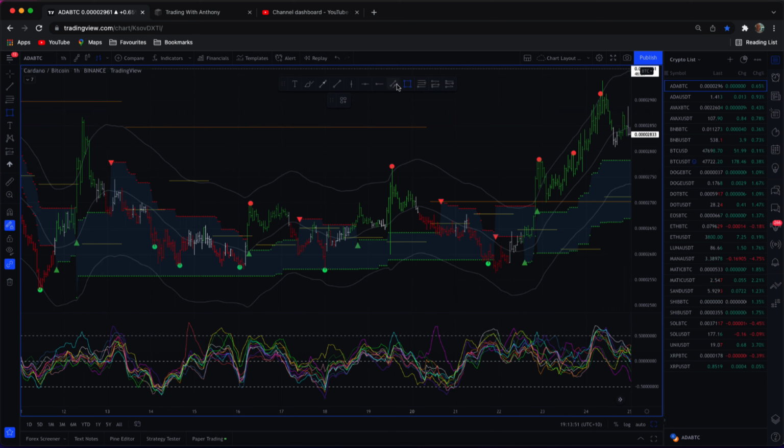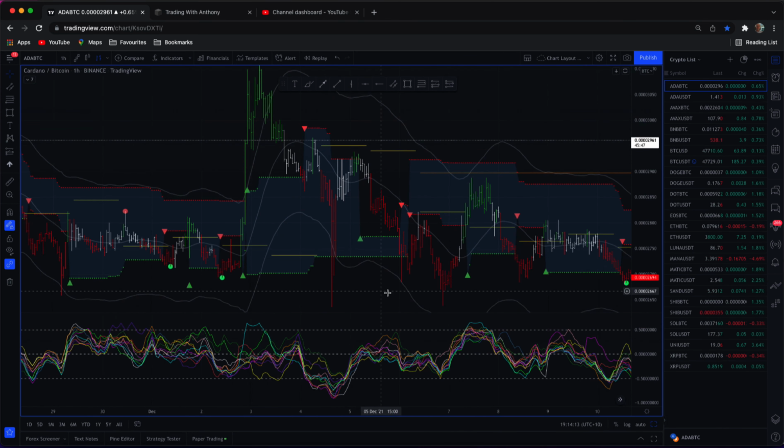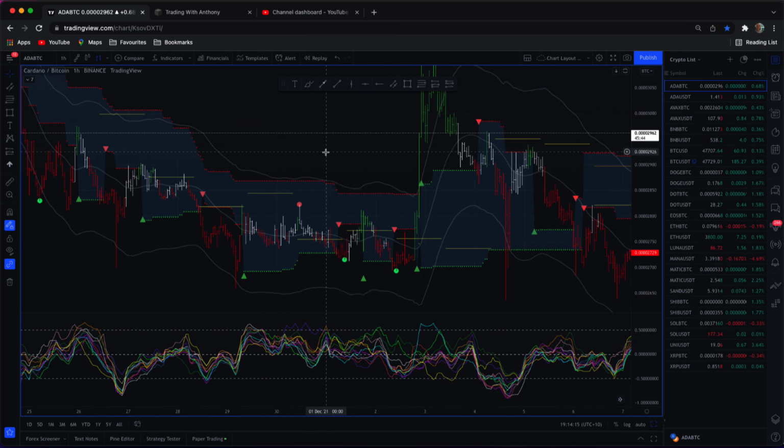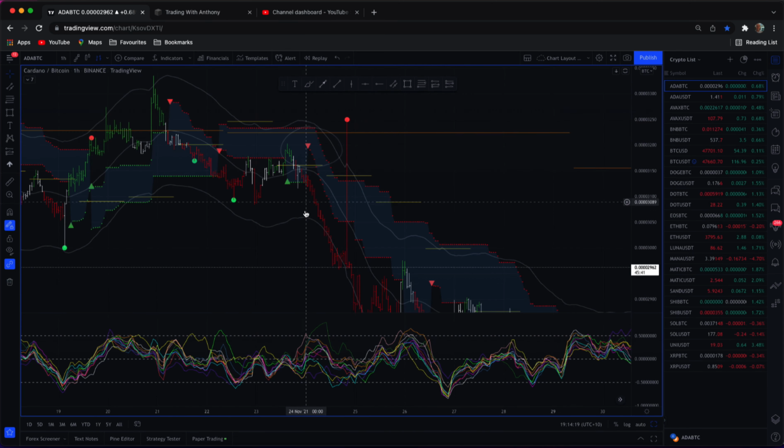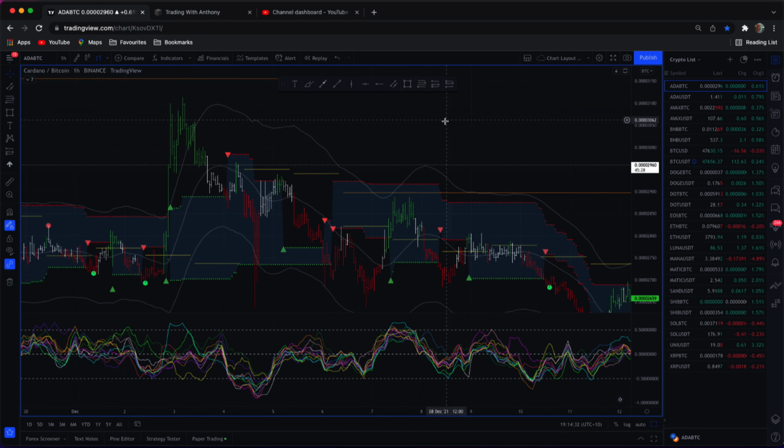A ranging market is the best environment for the dots. Where we get green and green, it's a potential breakout to the upside. Or red followed by red, it's a potential break to the downside. There's a classic example, red breakout here. But just quickly, how does this help us with the dots?